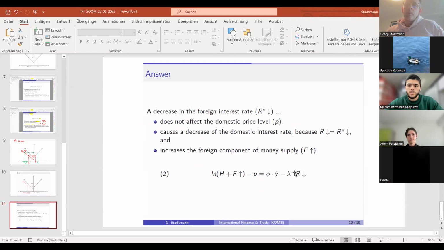So more or less, we have here a decrease in the domestic interest rate also, which affects the demand for money. When the domestic interest rate decreases, money demand increases. There is a negative sign in front of lambda R. So when R decreases, money demand increases, and the right-hand side of the equation increases. So then also the left-hand side of the equation has to increase. And here it's the foreign component of money supply, which increases.